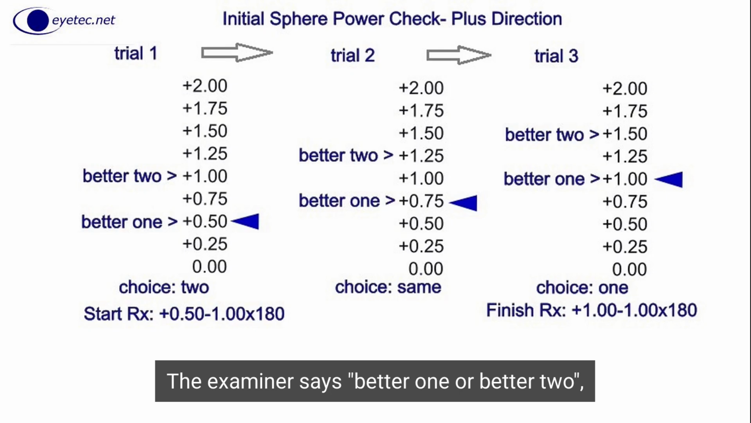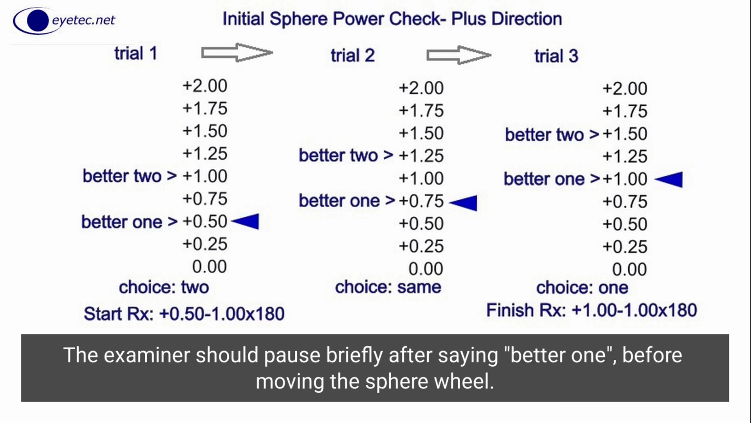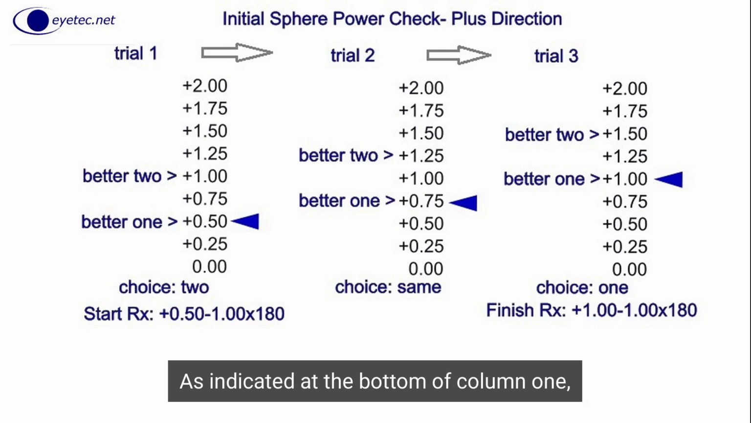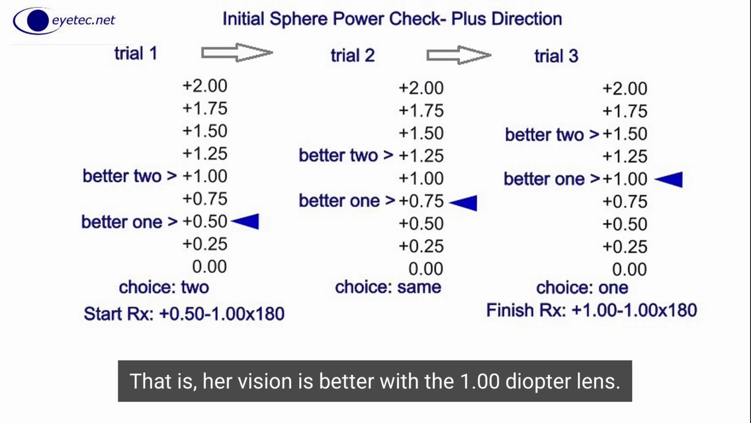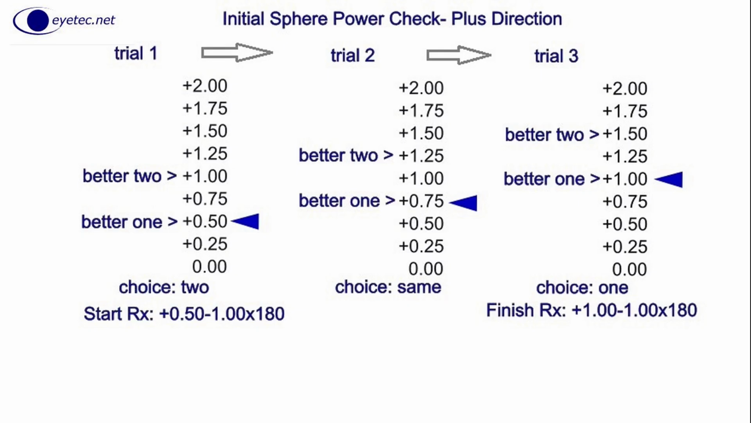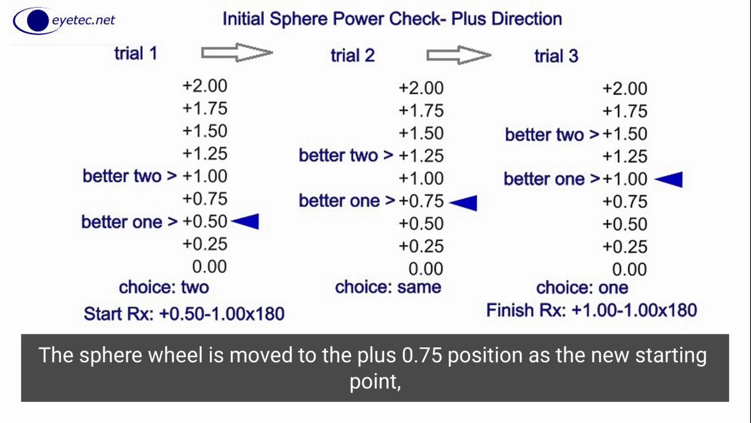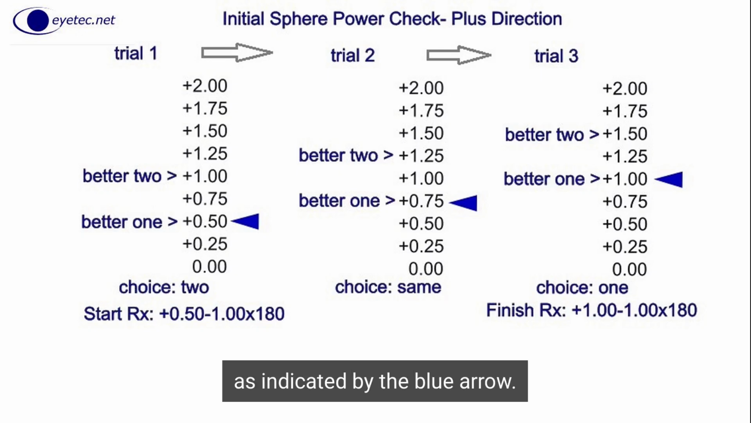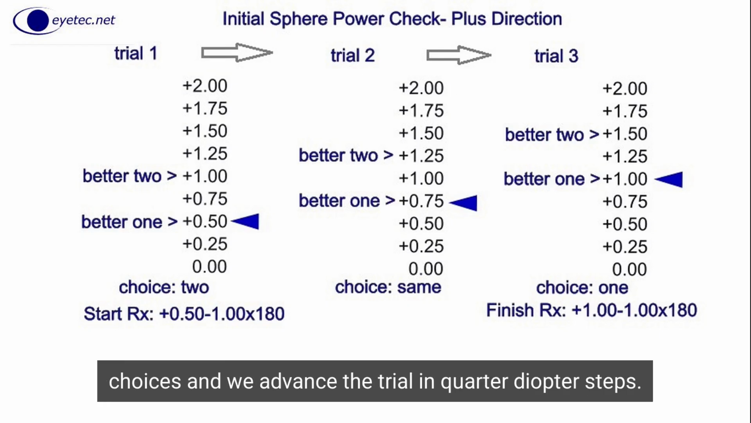Trial 1 starts at plus .50, as indicated by the blue arrow. The examiner says better 1, or better 2 as the sphere wheel is changed from plus .50 to 1 diopter. The examiner should pause briefly after saying better 1, before moving the sphere wheel. As indicated at the bottom of column 1, the patient indicates that her vision is better on the better 2 choice. That is, her vision is better with the 1 diopter lens. We now move to the second trial, as shown in the middle column. The sphere wheel is moved to the plus .75 position as the new starting point, as indicated by the blue arrow. Remember that we are giving the patient half diopter choices, and we advance the trial in 1/4 diopter steps.